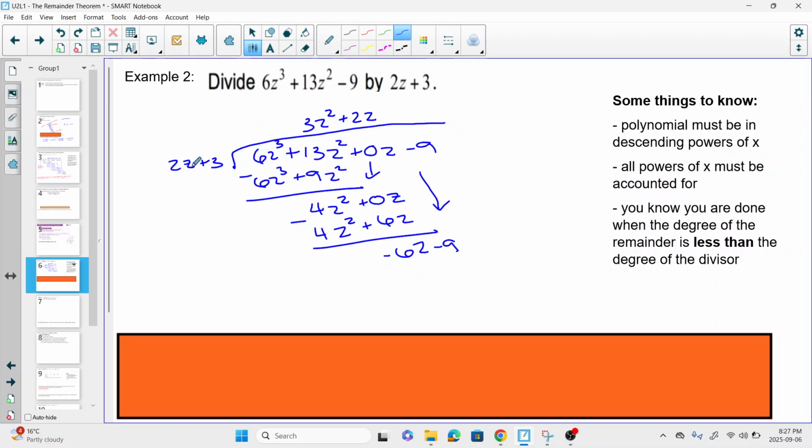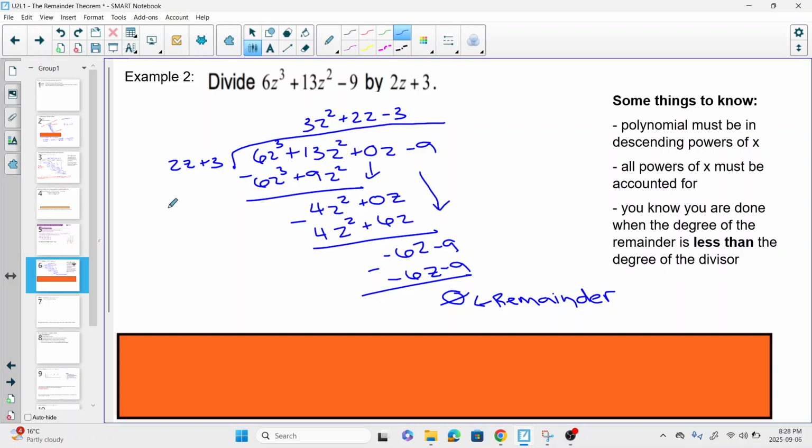I need to multiply 2z by negative 3. Negative 3 times 2z gives me negative 6z, and negative 3 times positive 3 gives me negative 9. And negative 6z minus 9 minus negative 6z minus 9, I'm taking everything away, leaves me with 0, which is my remainder. So now I've divided a polynomial by a binomial where the remainder is 0. And that's actually our goal, what we are ultimately looking for.